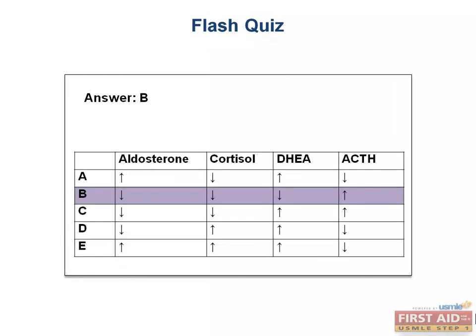The answer is B. As we discussed, the adrenal gland makes aldosterone, cortisol, and DHEA, or dehydroepiandrosterone, a sex hormone. Therefore, since the gland is damaged, these will all be decreased. However, you will still have elevated ACTH. Do you remember why this is the case?